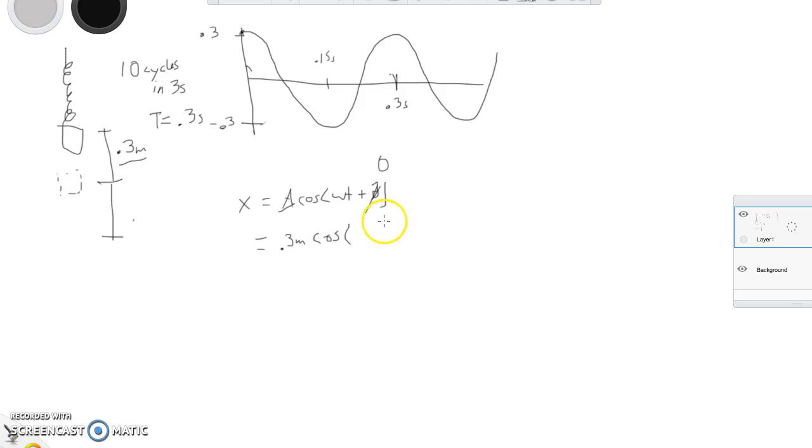Cos, and then we need to figure out what omega is. So remember, omega is 2 pi radians divided by the time it takes to complete a cycle. 2 pi radians is a complete cycle, so that would be over 0.3. So 2 pi over 0.3. We put that in right here. And now we have a function for the position of this spring with respect to time.